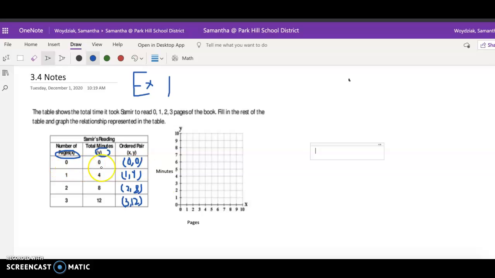So we're going to start at 0, 0, which is pretty easy. It's right down here. And from the last video, you know that that is called the origin, 0, 0. And then we're going to go number of pages 1. So go over on the pages 1. We always go over before we go up.